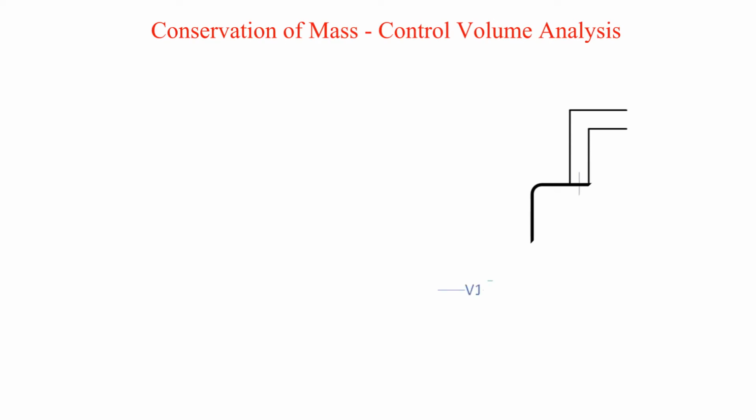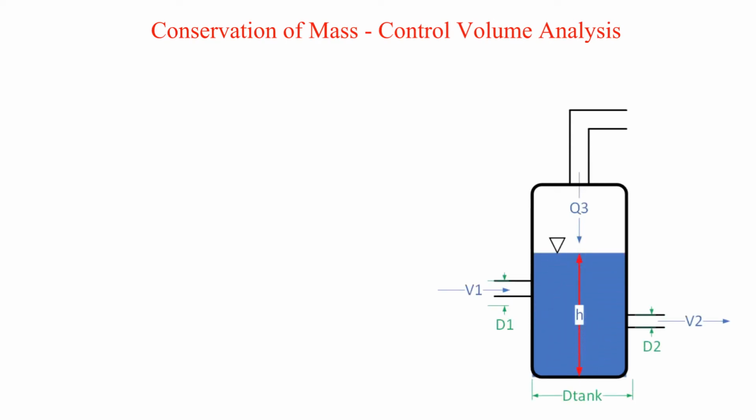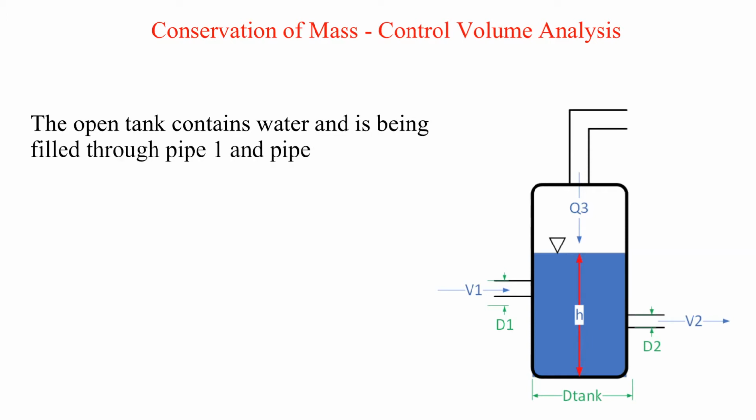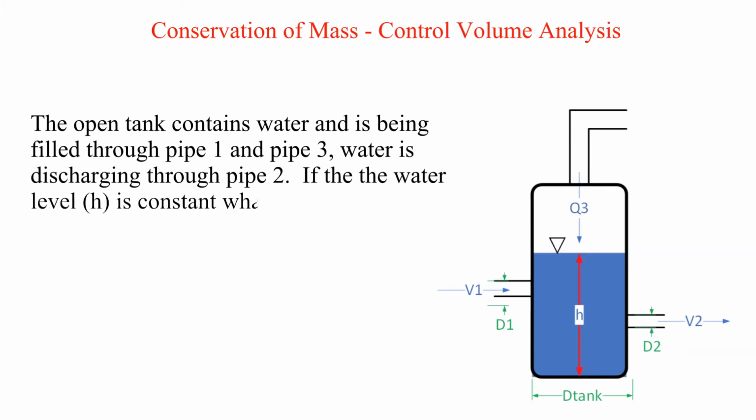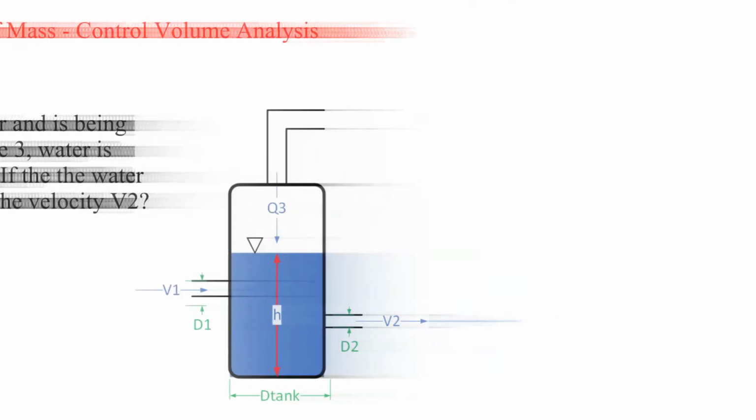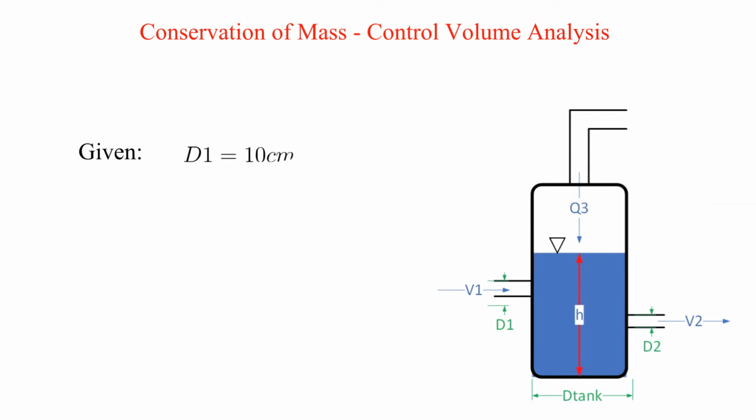Here is the problem statement and the corresponding diagram. The open tank contains water, and is being filled through pipe 1 and pipe 3. Water is discharging through pipe 2. If the water level, h, is constant, what is the velocity, v2? Below is the provided information.